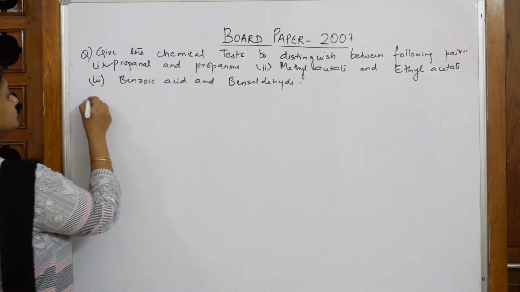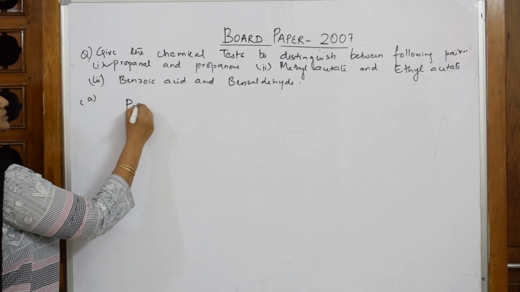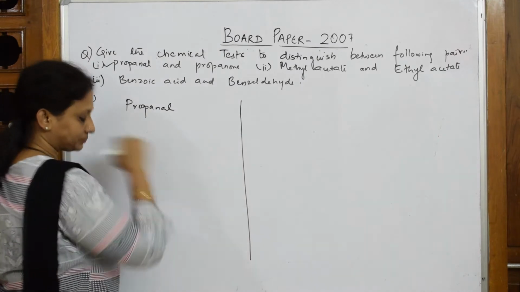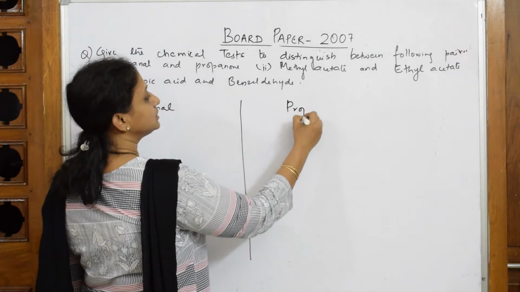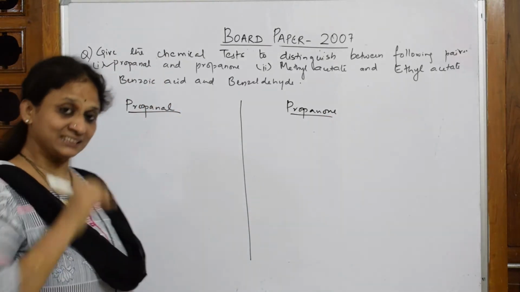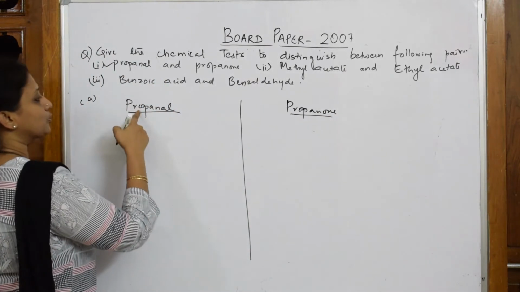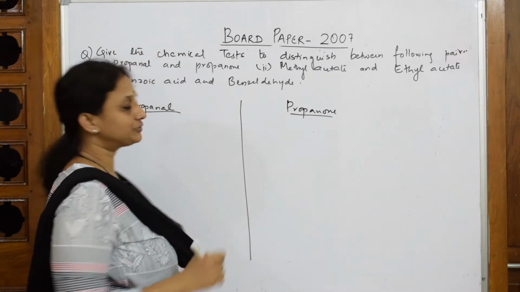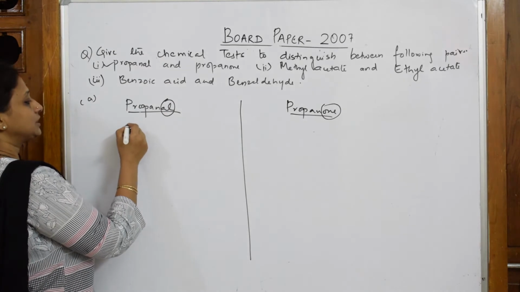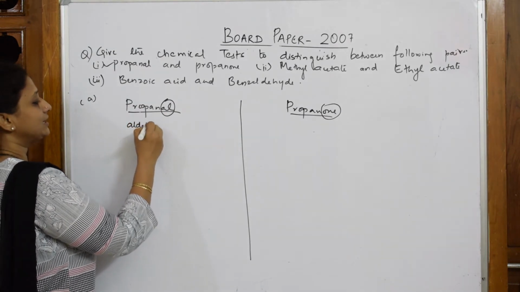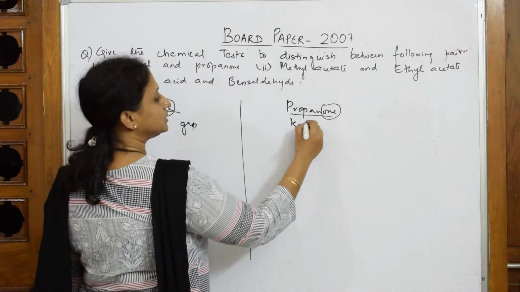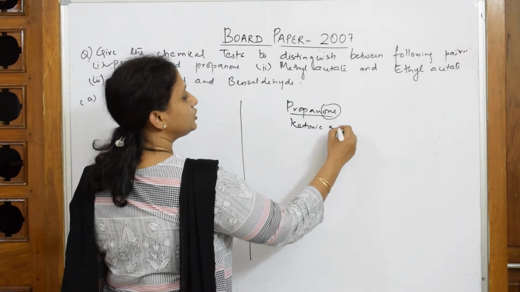As soon as you get this, first try to write it. Divide the page. The second one is propanol. As you see, both are propane, a 3 carbon chain, but the only difference is the aldehyde group here and the ketonic group here. So, aldehydic group and ketonic group.